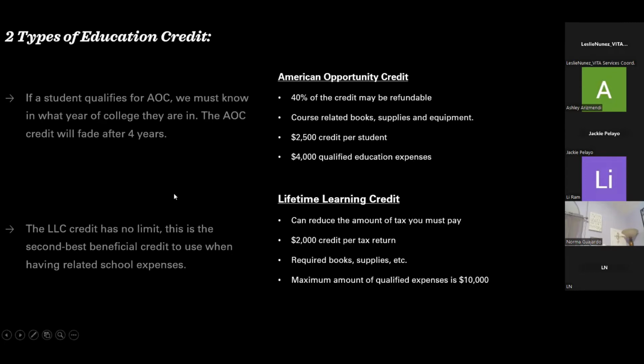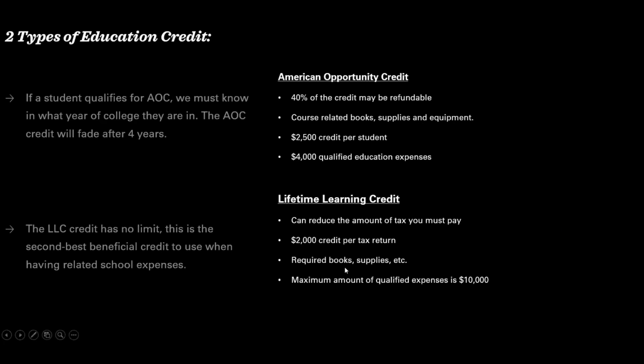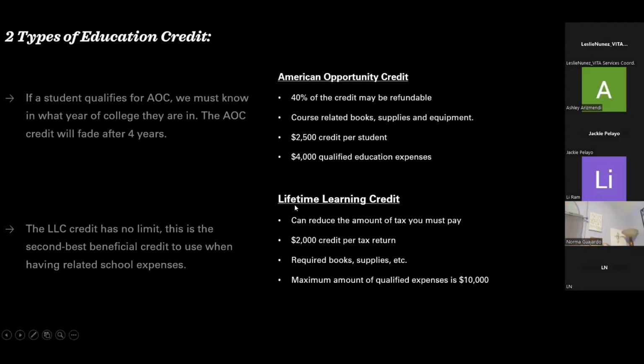Now, if they've been claiming the credit for 4 years, then they do qualify for the lifetime learning credit. And the lifetime learning credit has no year limit. It's the second most beneficial credit to use when having related school expenses, and it can reduce the amount of tax that they pay. But this credit is only 2,000 per tax return. It's required for books, supplies, and other things. The maximum amount for qualified expenses would be 10,000 for this lifetime learning credit.